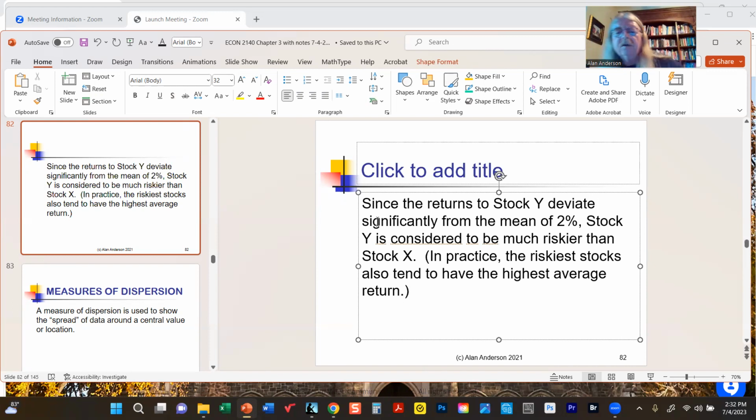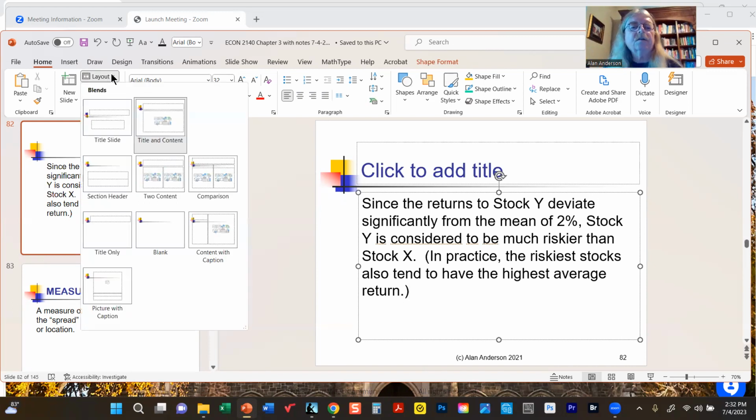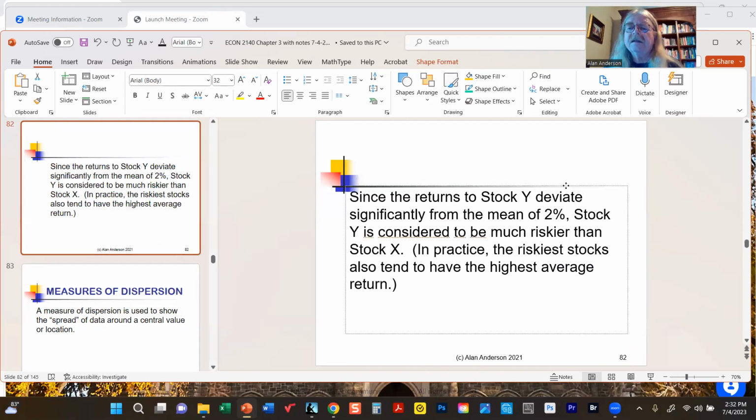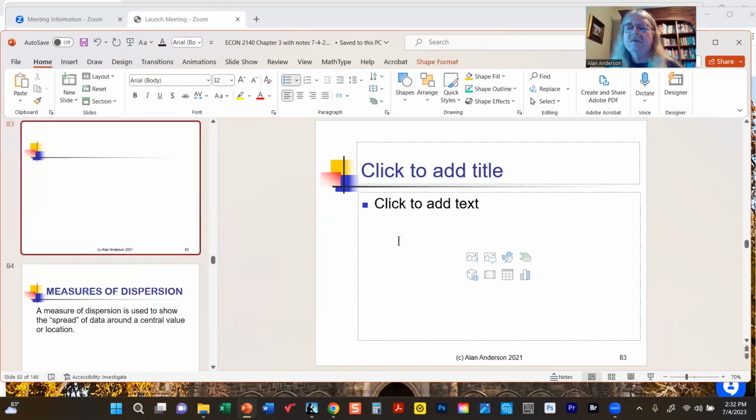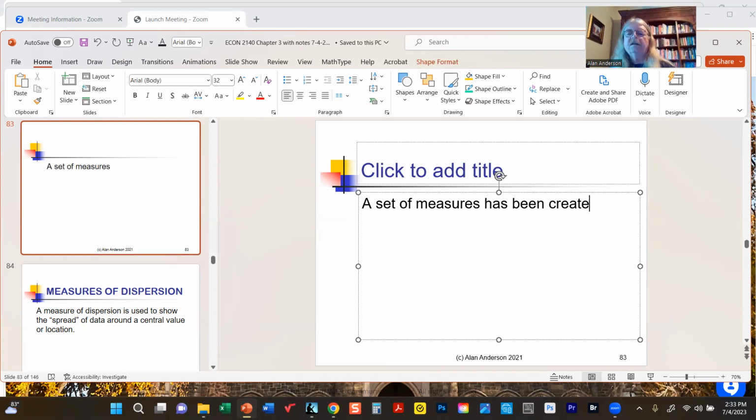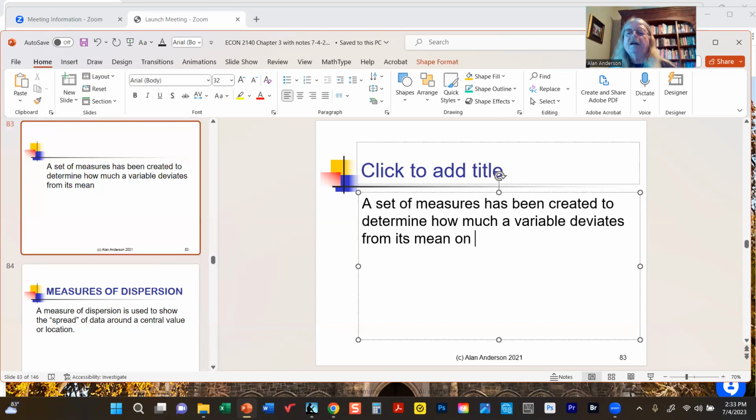So what we want to see here, though, is that stock Y's returns on average are further away from the mean than stock X. That is obvious from the table, but we'd like to have a number that we can assign to each of those two stocks, which helps us quantify how much riskier Y is than X. So a set of measures has been created to determine how much a variable deviates from its mean on average. These measures are known as measures of dispersion.